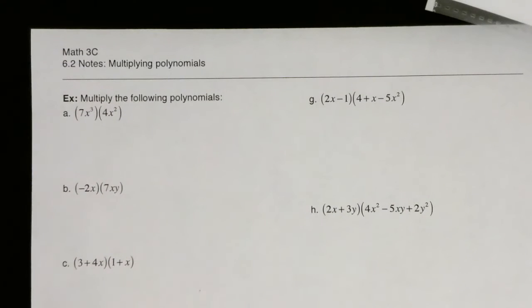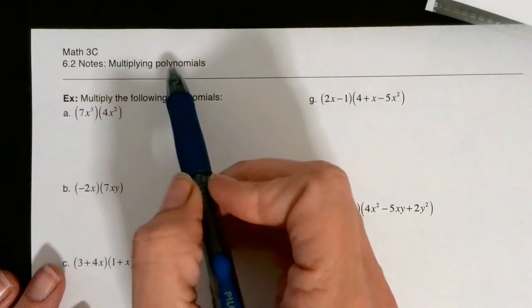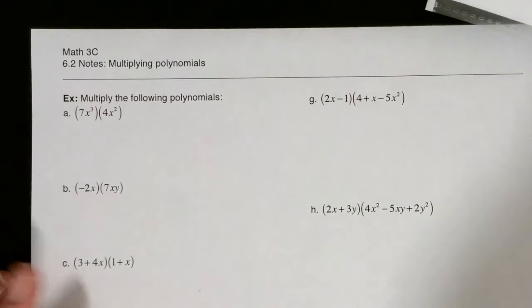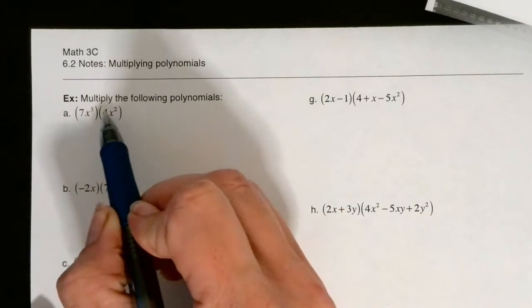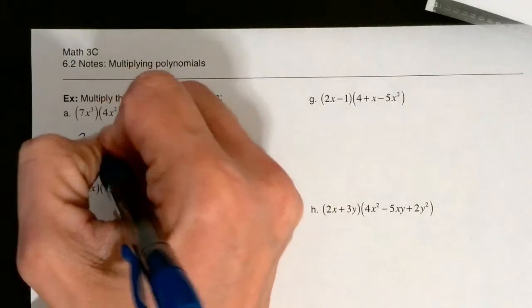Okay, today we're going to be multiplying polynomials. So we're going to start really basic and we're going to be multiplying two monomials together. So whenever you do this, you're going to go ahead and do numbers to numbers. These numbers are called coefficients. So 7 times 4 is 28.